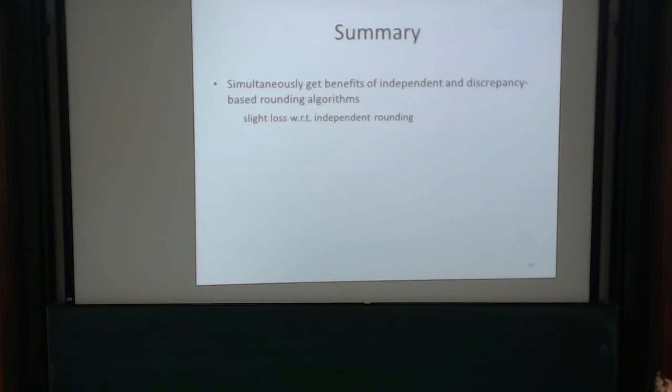To summarize, we get an algorithm that gets benefits of both randomized rounding and discrepancy-based algorithms. We still have a slight loss with respect to the randomized rounding algorithms, a polylog factor loss. And these results also extend to handle for free any matroid-based constraints. And it's a good question to see if we can handle other types of constraints with these deviations.